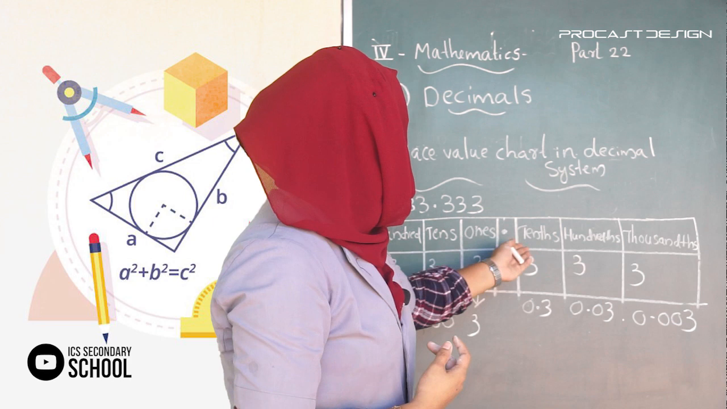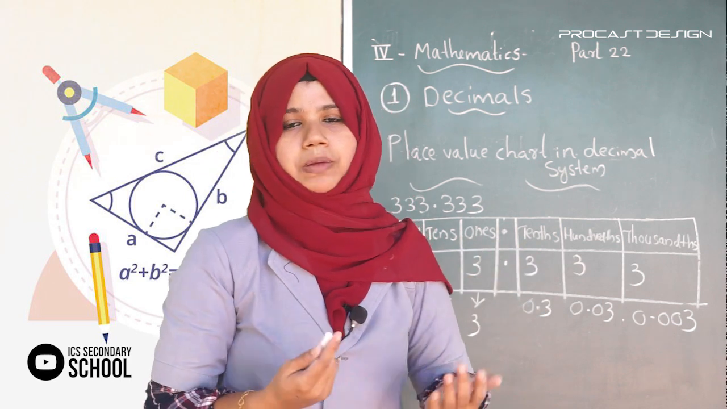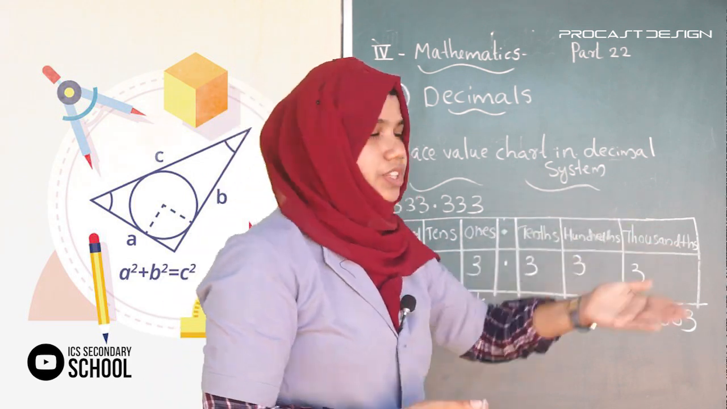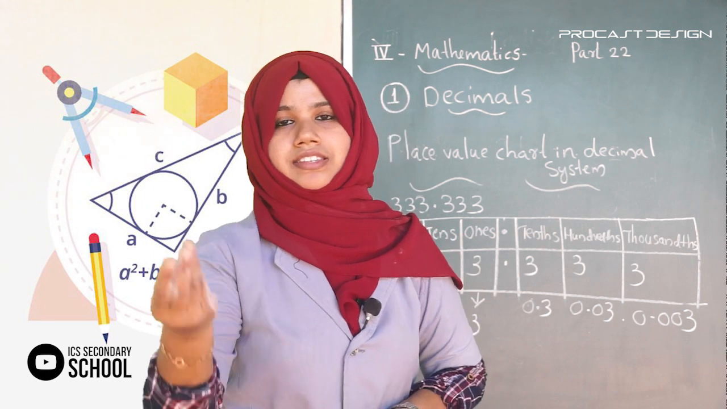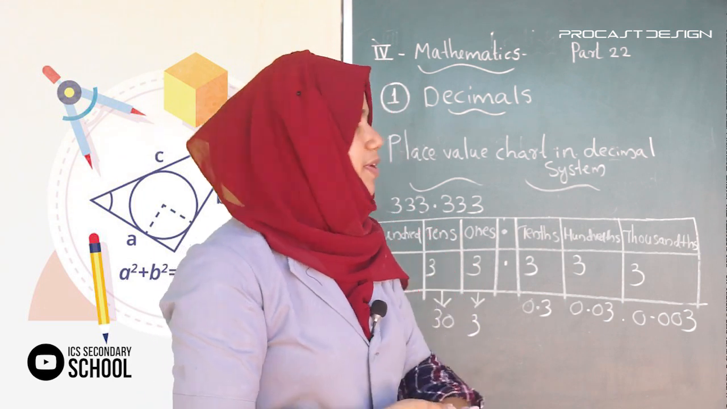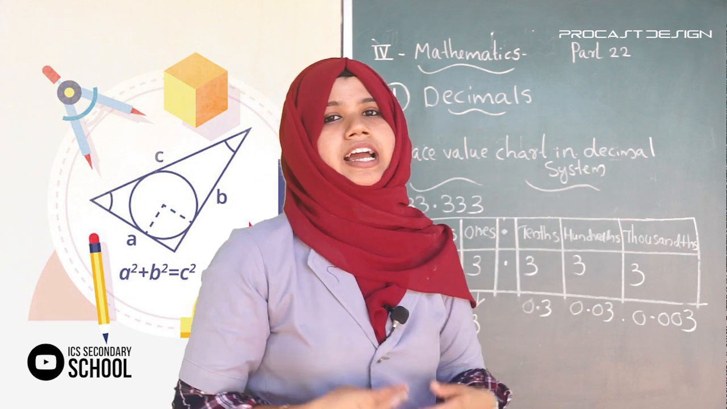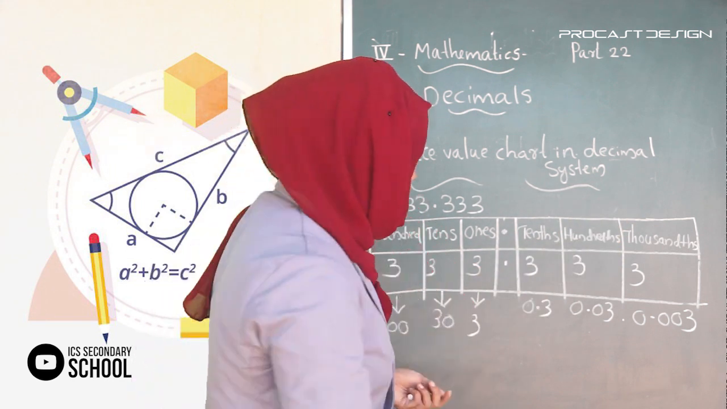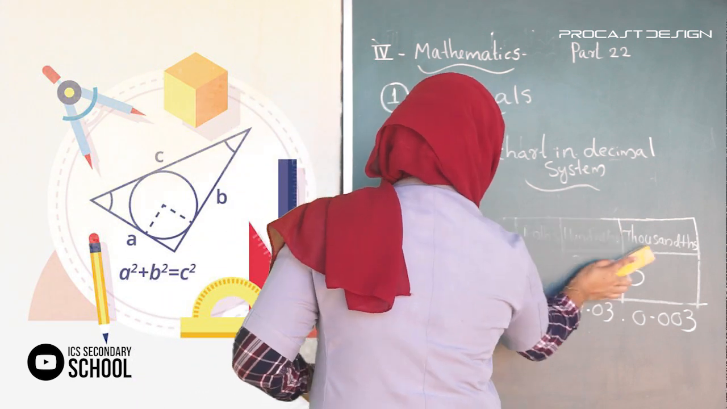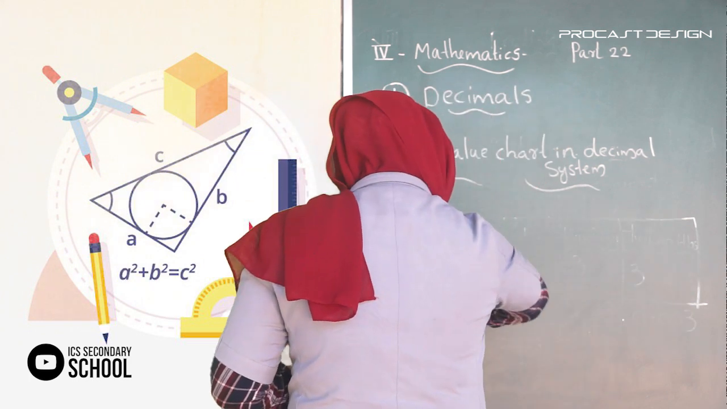So these are the places after the decimal point. Which are the places? It extends to the right. The value extends to the right after the decimal point, that is tenths, hundredths and thousandths. We have another example, so you will understand.